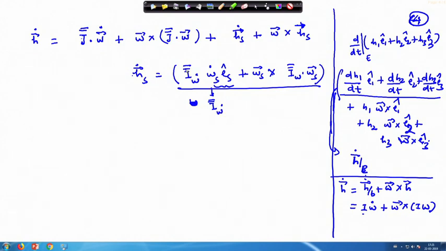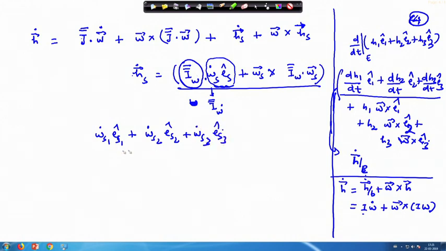So if you follow that notation, this part is your moment of inertia term. And this part is nothing but your omega dot term, in the sense that if we write omega s 1 dot times e 1 cap plus omega s 2 dot times e s 2 cap and omega s 3 dot times e s 3 cap, we write this as omega s dot. So this is appearing in the same way as I am writing here.